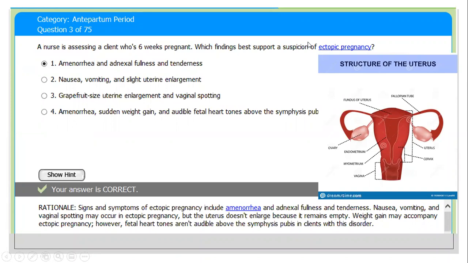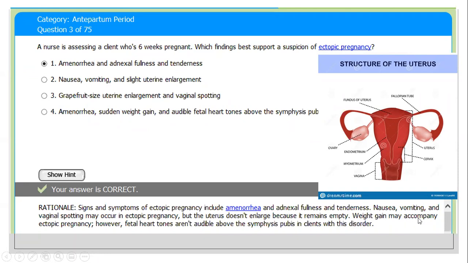Best support to suspect ectopic pregnancy. The rationale says the signs and symptoms of ectopic pregnancy include amenorrhea. Also, the nearby structures may show fullness or tenderness. Nausea, vomiting, and vaginal spotting may occur in ectopic pregnancy, but the uterus does not enlarge because it remains empty.